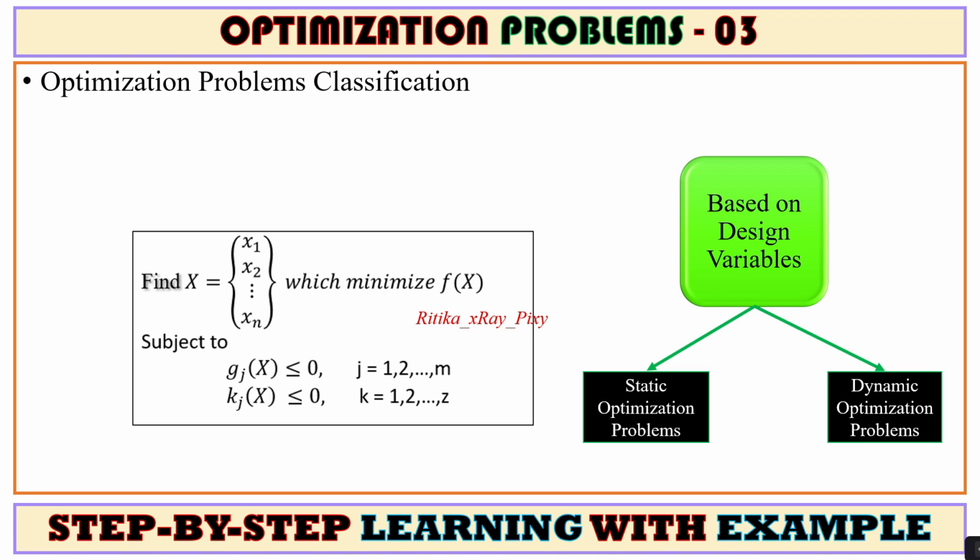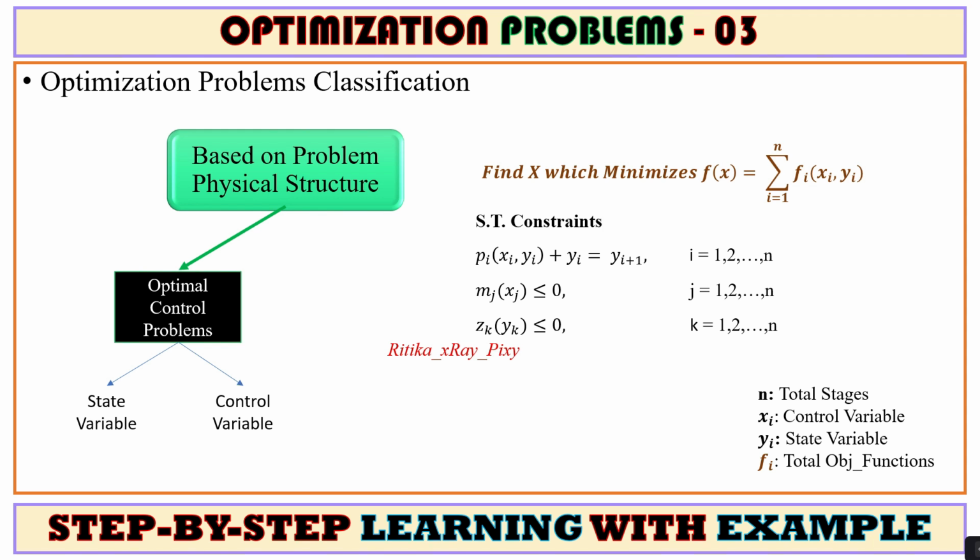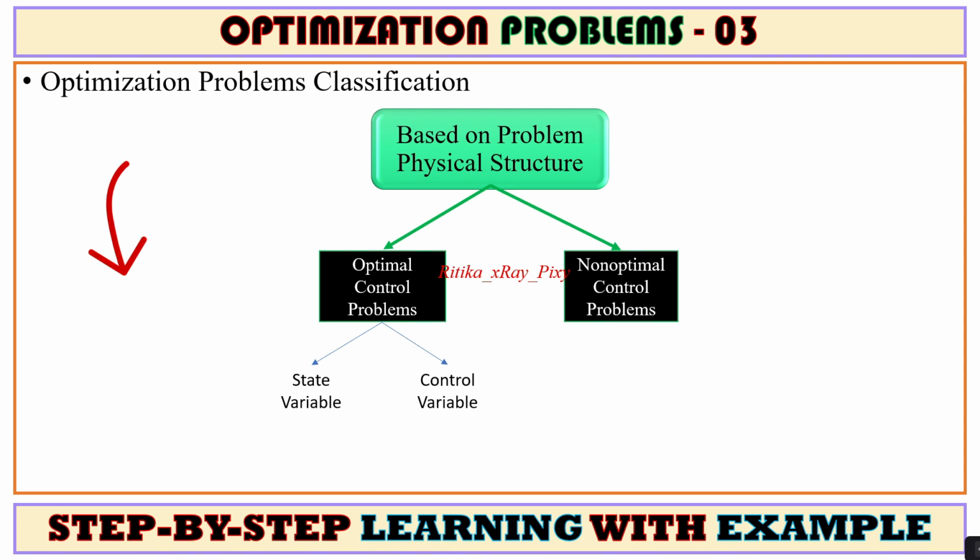In the static optimization problems, we have to find out the values to a set of design variables, and in dynamic optimization problems, find a set of design variables that minimize a function under a set of constraints where each design variable is a function of one or more than one parameters. Next classification is done based on the problem physical structure. Here it is further classified as optimal control problems and non-optimal control problems.